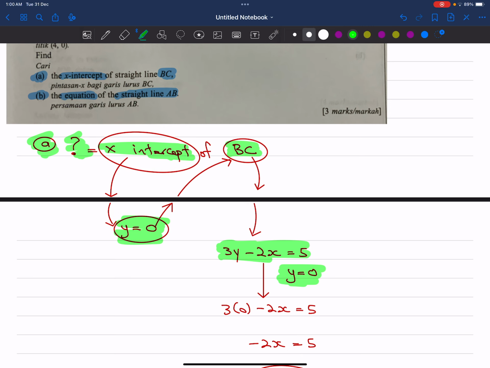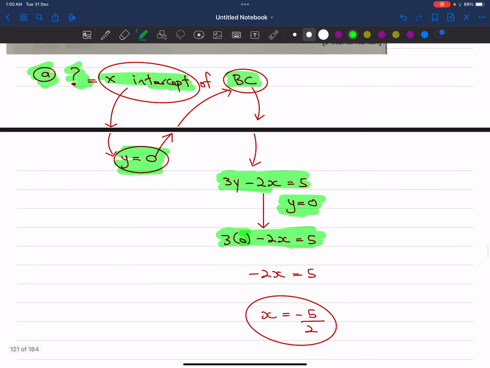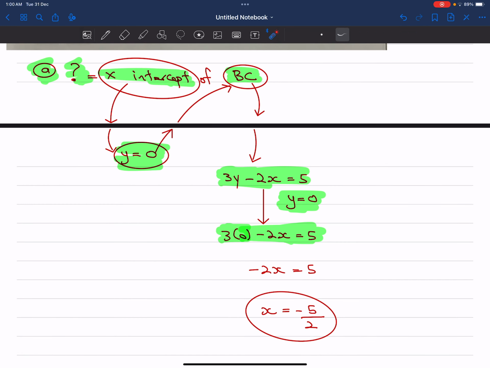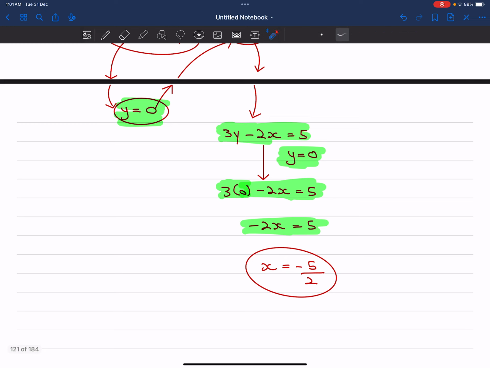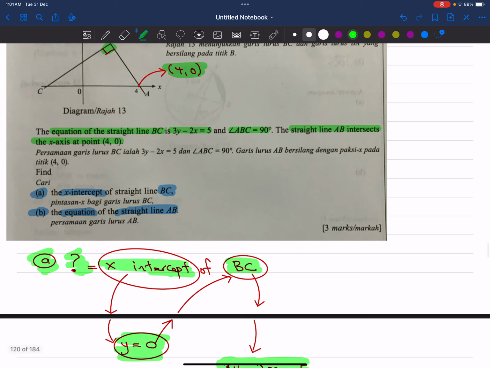And what will we get? The y, I substitute with 0. So that becomes 3 times 0 minus 2x equals 5. Of course, 3 times 0 is 0. I have negative 2x equals 5. I transfer the negative 2 to the right hand side, it becomes divide. So I get x equals negative 5 over 2. Our first answer.